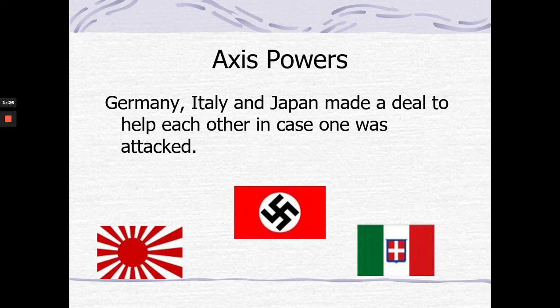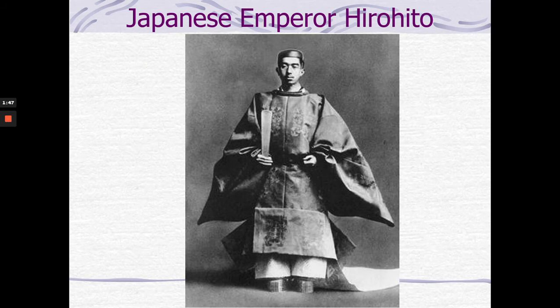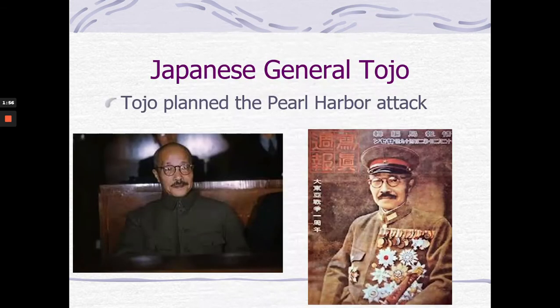Okay? So the Axis powers, you might call them the bad guys: the Germans, the Japanese, and the Italians. This is Adolf Hitler on the right and Mussolini for Italy. Both of these are fascist dictators. They are totalitarian dictators, okay? And then you have the Japanese Emperor Hirohito, and check out those shoes, okay? The real guy who was in charge of Japan really was General Tojo. He was the planner of the Pearl Harbor attack, okay?